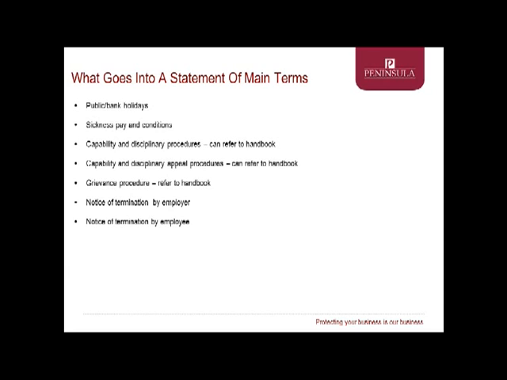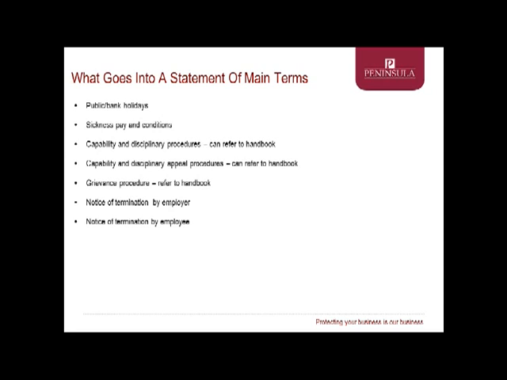It will also mention in the statement of main terms sickness pay and conditions. And then it will go on to capability and disciplinary procedures, again in all these cases referring all further information to the employee handbook. It will mention the capability and disciplinary procedures, the appeal procedures, and the grievance procedure, and again, as I said, it refers employees from their statement of main terms to further information in the employee handbook.